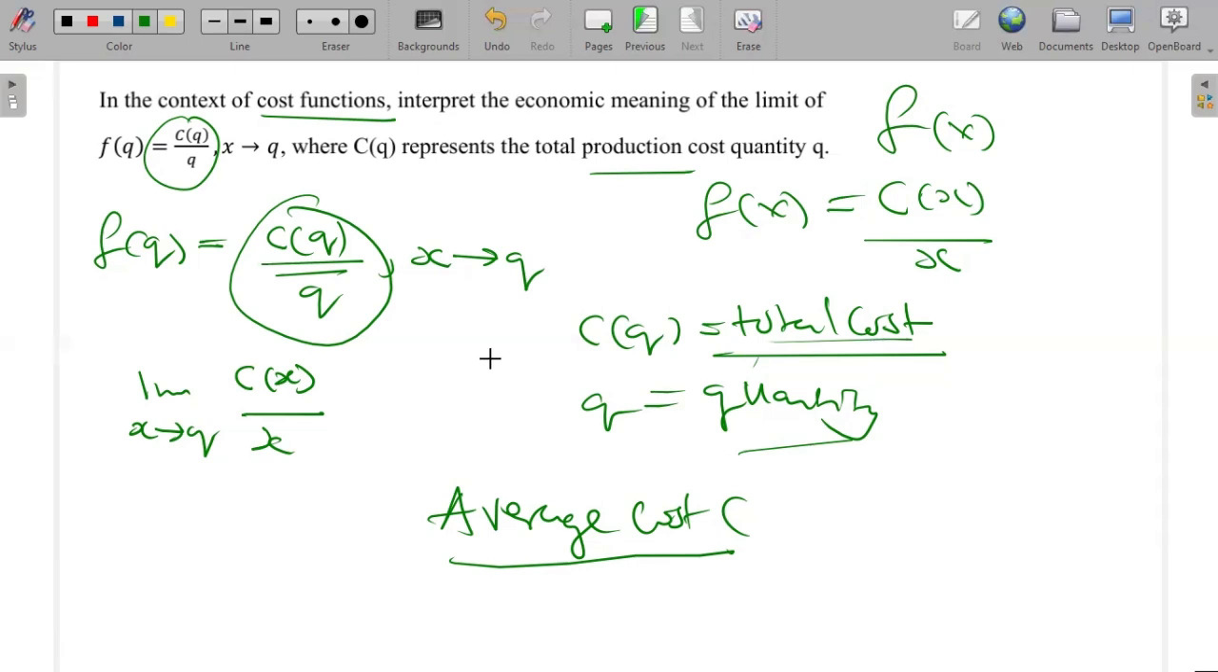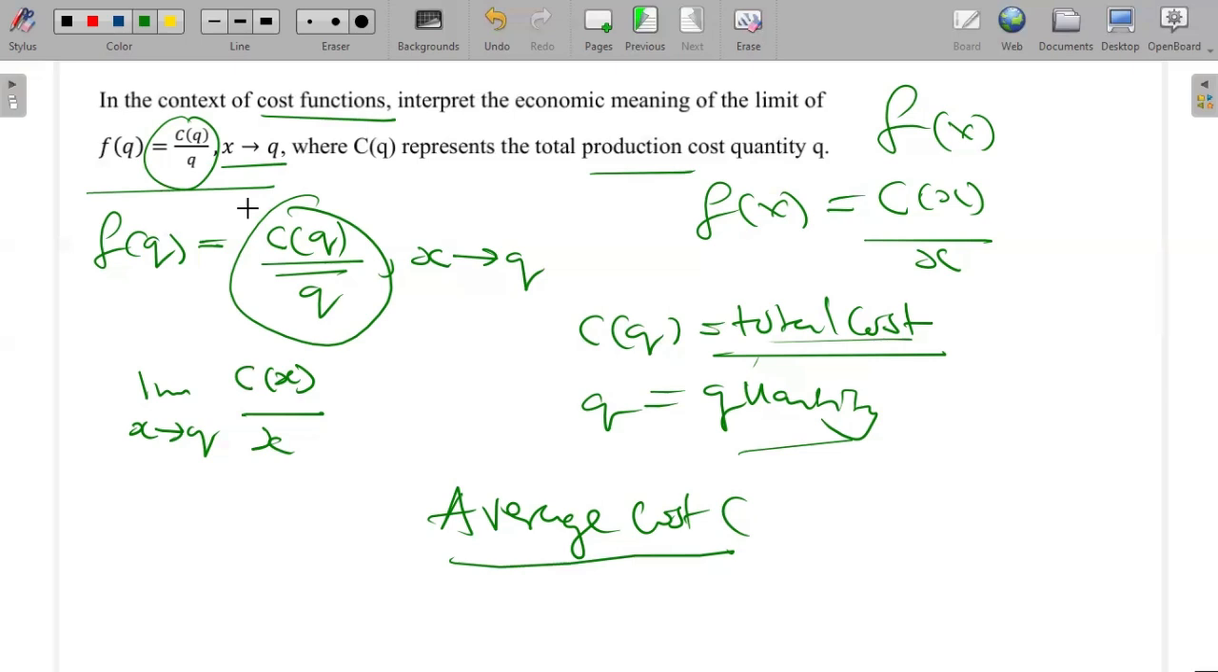Now, the limit does not really get at that point. What we're saying is as we get closer to that point, in short, as x approaches q, as x gets closer to q, what does this mean? This means we are having the average cost. Since they're telling us to interpret the meaning of the limit, as x approaches q, that is telling us the average cost when we are getting closer to q.